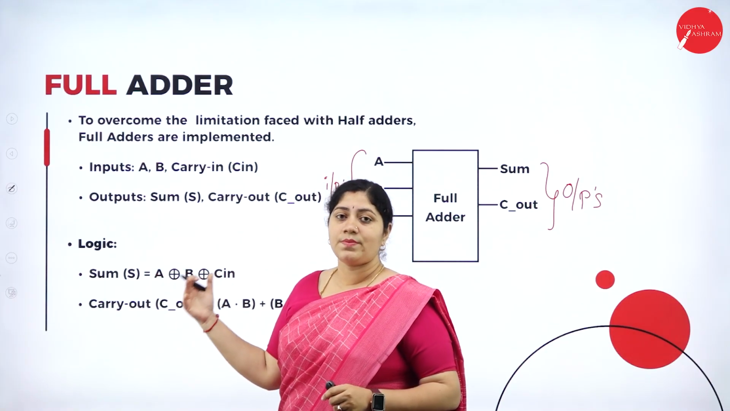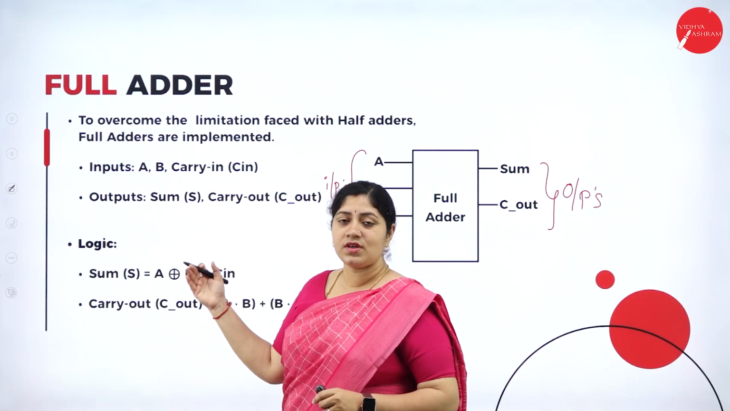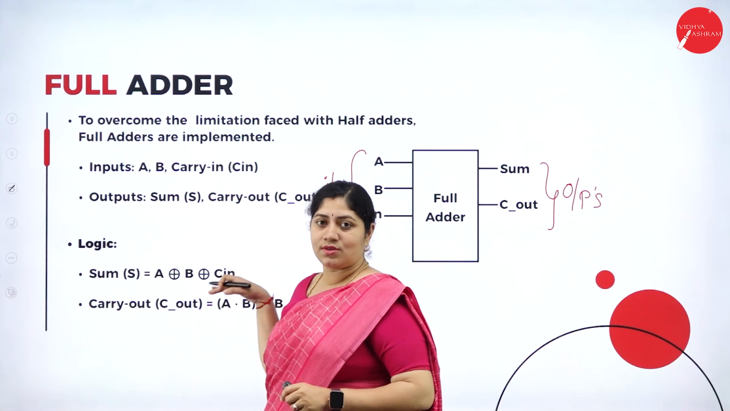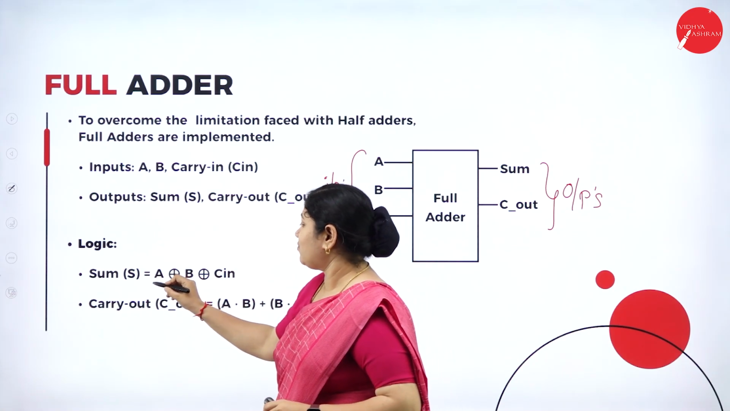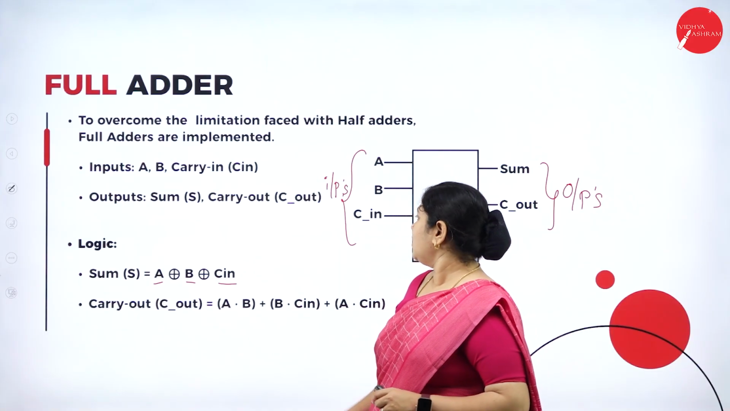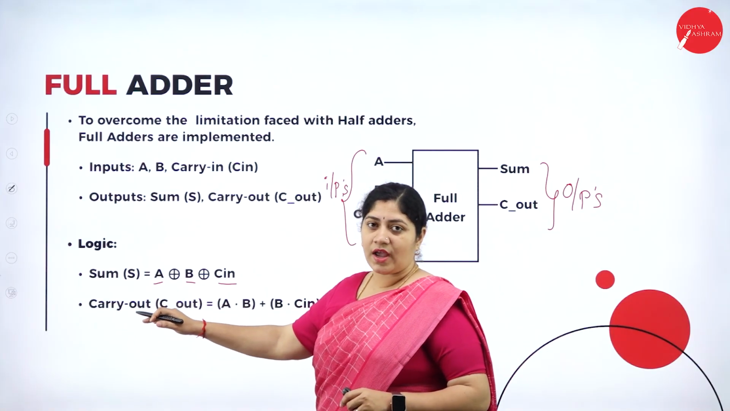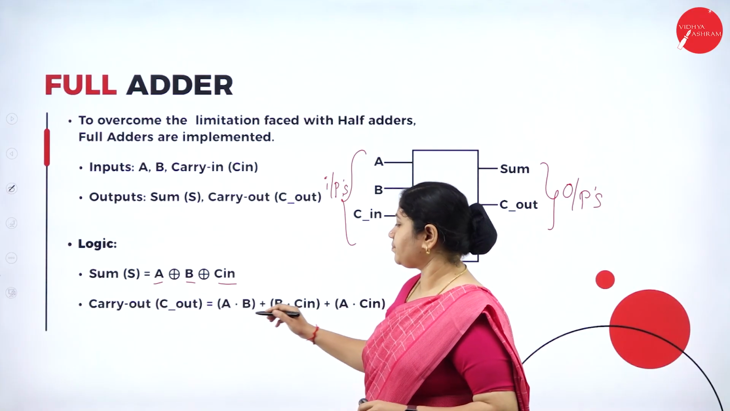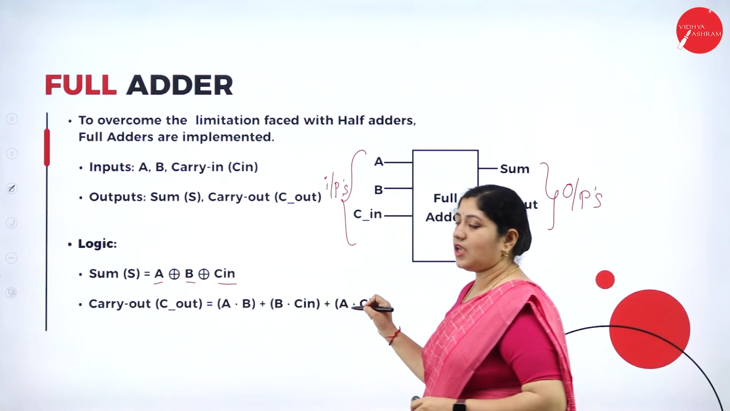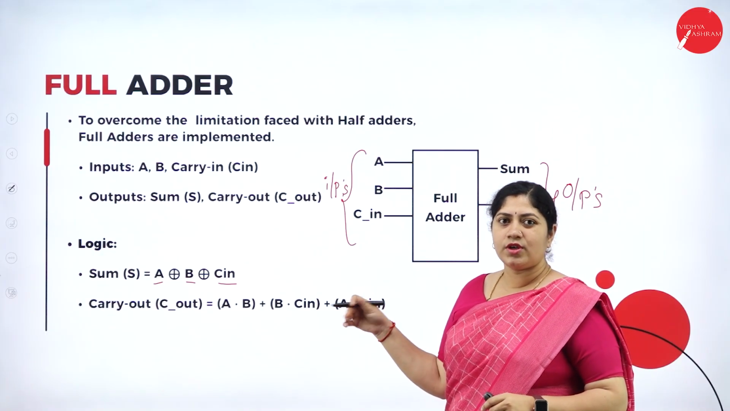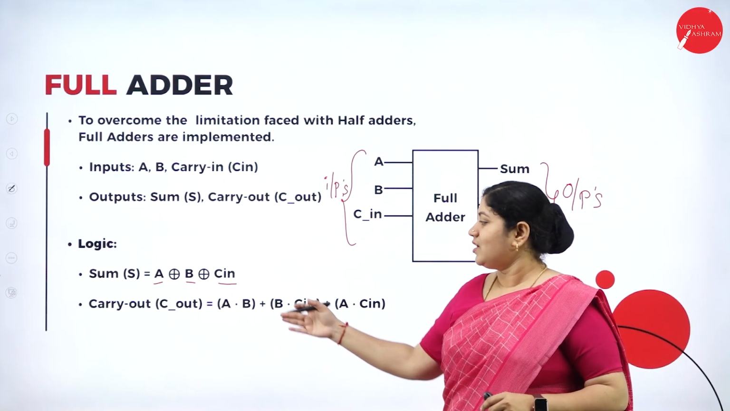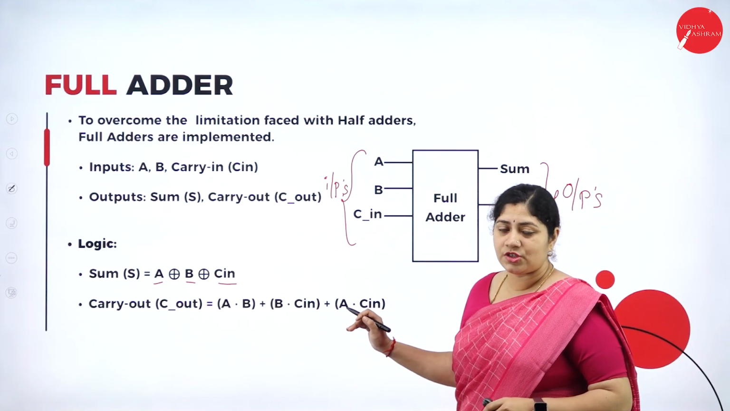So we know the sum expression for half adder was an XOR gate, right? Even here, it is a 3 input XOR gate, all right? So that's A XOR B XOR C in. Done. Followed by carry. Our carry is none other than A into B plus B into C in plus A into C in. Okay, so it is like A into B plus B into C plus C into A. Yeah, this is what the carry expression is.